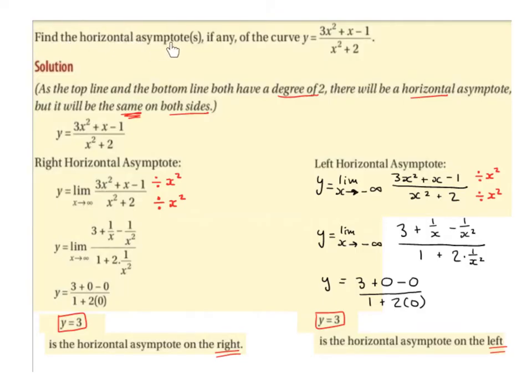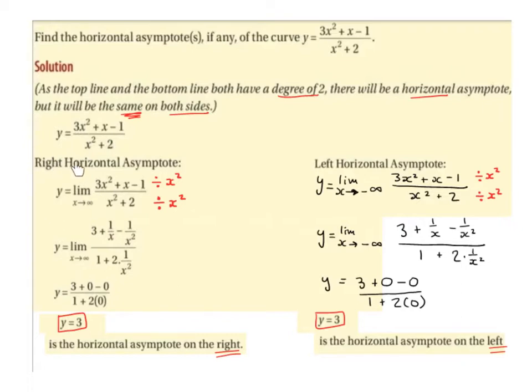Find the horizontal asymptote, or asymptotes, if any, of the curve y equals 3x squared plus x minus 1 over x squared plus 2. As the top line and the bottom line both have a degree of 2, so they both have x squareds, there will be a horizontal asymptote, but it will be the same on both sides. So we have y equals 3x squared plus x minus 1 over x squared plus 2.